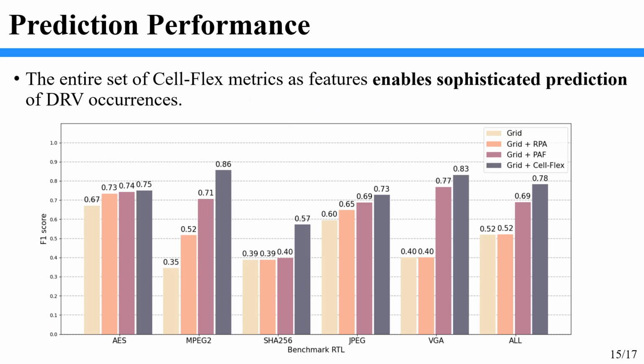So this is the figure of F1 score. We validated that our proposed routing scenario-based PAF metric more effectively reflects cell layout quality compared to the existing pin accessibility metric. Furthermore, the results confirm that a trained model incorporating the full set of self-flex metrics and features enables a more sophisticated and accurate prediction of DRV occurrences.